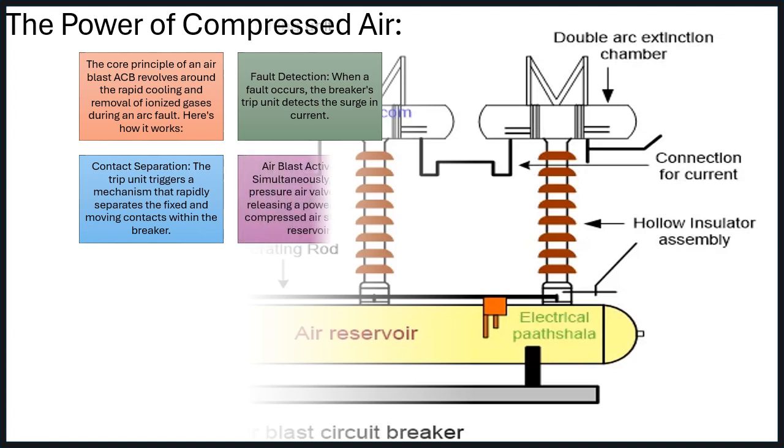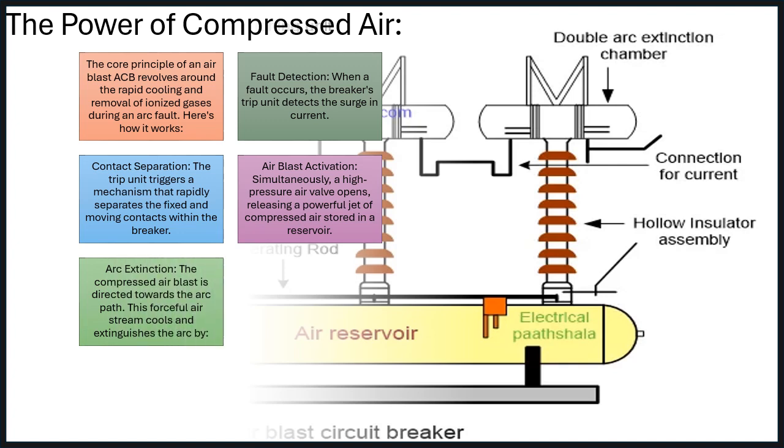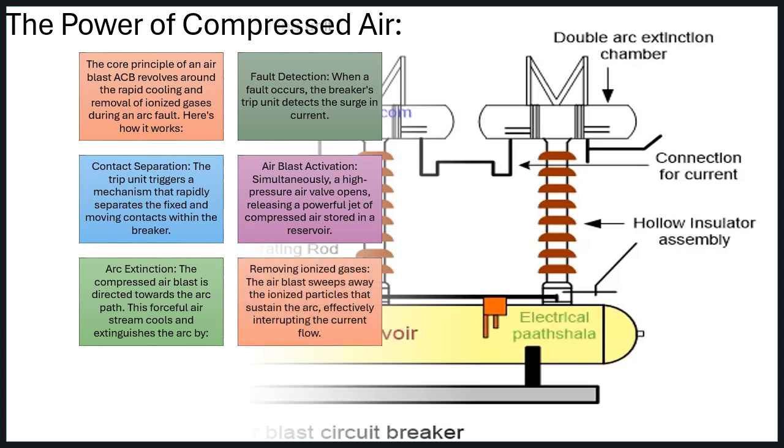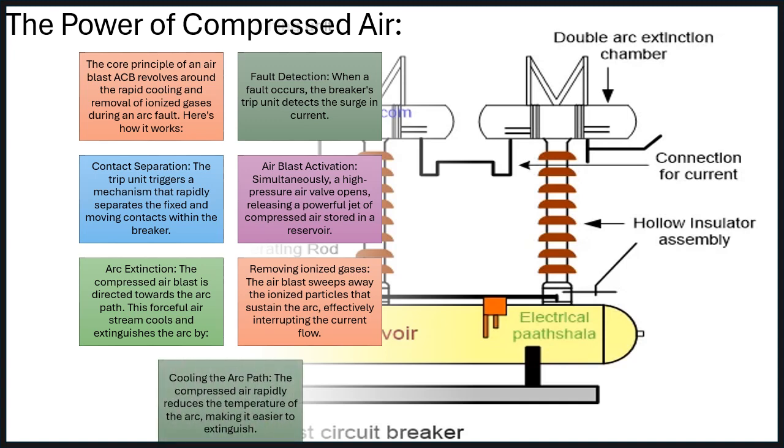Air blast activation. Simultaneously, a high-pressure air valve opens, releasing a powerful jet of compressed air stored in a reservoir. Arc extinction. The compressed air blast is directed towards the arc path. This forceful air stream cools and extinguishes the arc by removing ionized gases. The air blast sweeps away the ionized particles that sustain the arc, effectively interrupting the current flow. Cooling the arc path. The compressed air rapidly reduces the temperature of the arc, making it easier to extinguish.